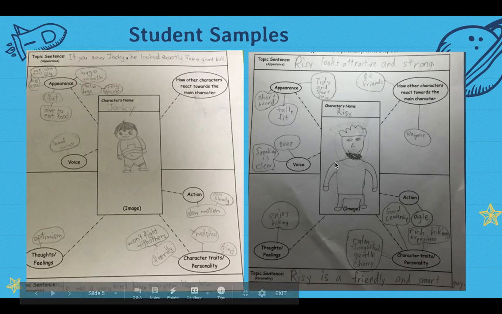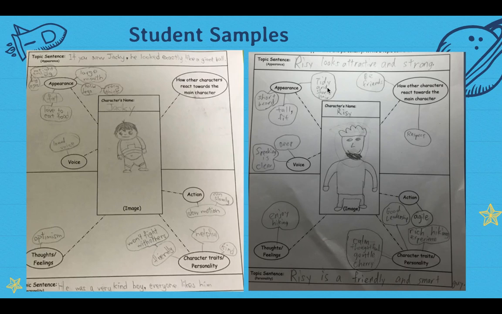I can see good use of adjectives. This person is trying to write as what he can see, like tidy and short hair, tall, fit, deep voice, nice.